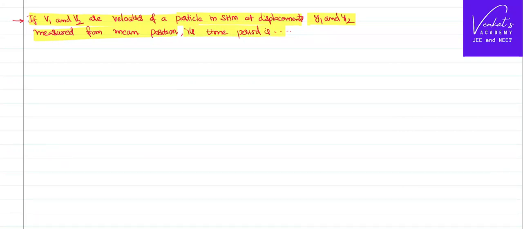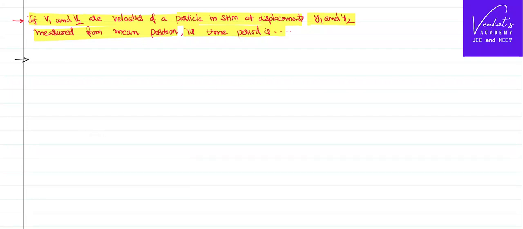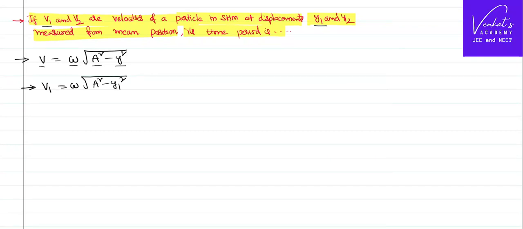That's the problem, right? So first we shall know the equation for the velocity of a particle in simple harmonic motion. We have derived this equation. v can be written as omega into root of a square minus y square, where y is the displacement, a is the amplitude, omega is the angular velocity, and v is the velocity of the particle at that particular displacement y. Now, at displacement y1, velocity is v1. The amplitude doesn't change, it is the same.